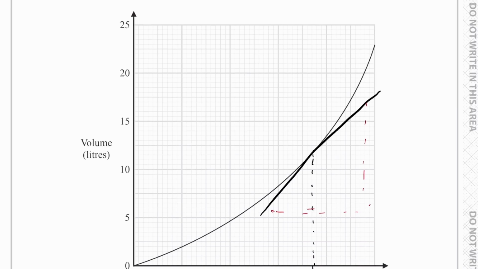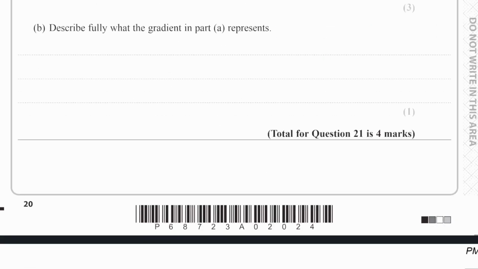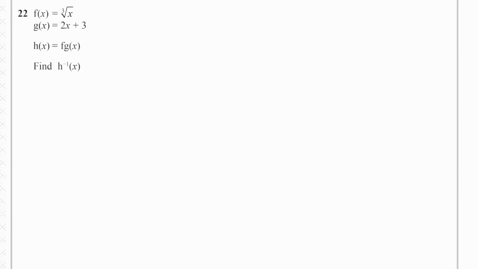So how many liters are you adding to the container per second? Okay, so basically it's the rate of change of the volume. That's what you'd write. Question 22, f of x equals a cube root of x.